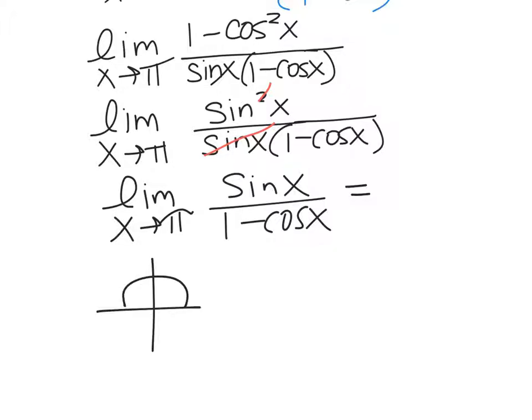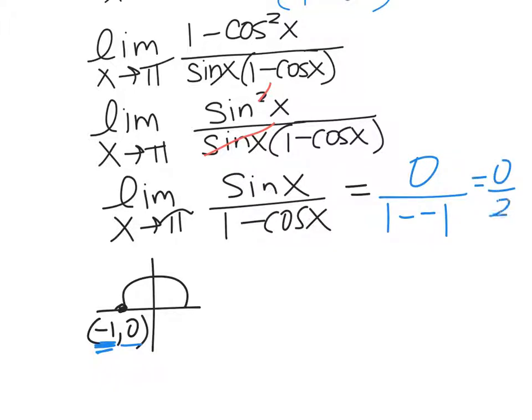Here's pi over here. This is the point -1, 0. When you evaluate the sine of pi, what do you get? You get 0. Good. It's the y value. Okay, so you get 0. And when you evaluate the cosine of pi, you get -1. And so we're safe. Because you get 0 over 2, which is 0.